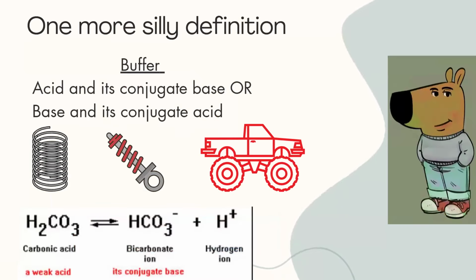Our last definition for the chemistry review is going to be a buffer. And the chemical definition is an acid and its conjugate base, or a base and its conjugate acid. But before we continue, let's just think about it generally. What does buffering mean? You might have heard of buffering zones. In general, buffer means to give a margin, to cushion, to decrease the effect of something, okay? To absorb the impact.